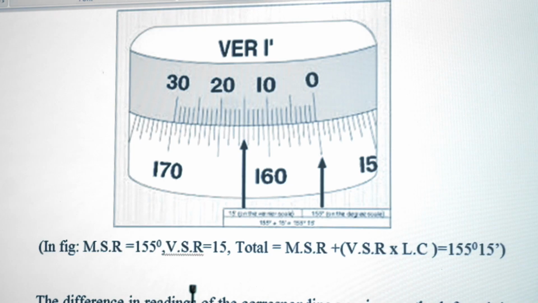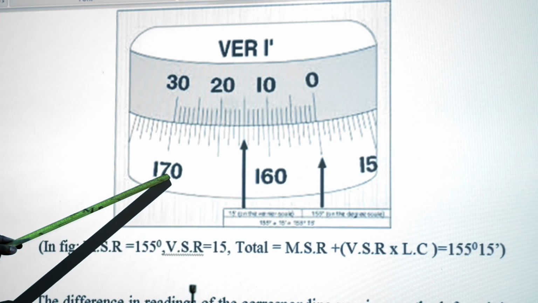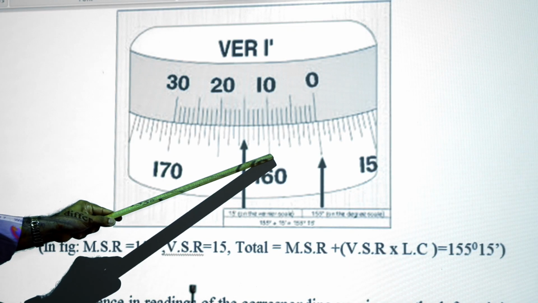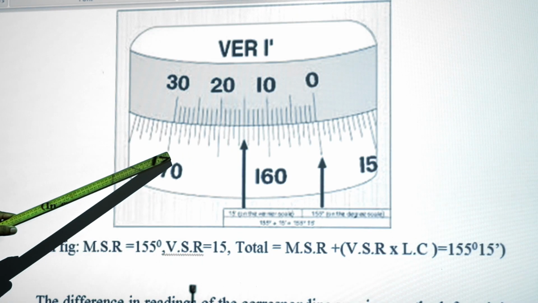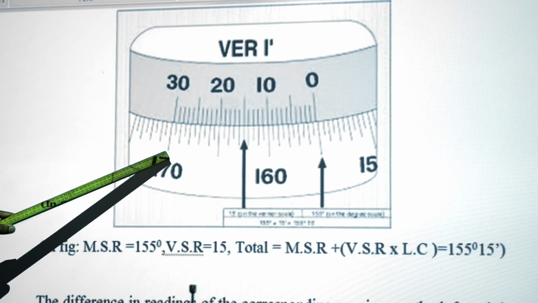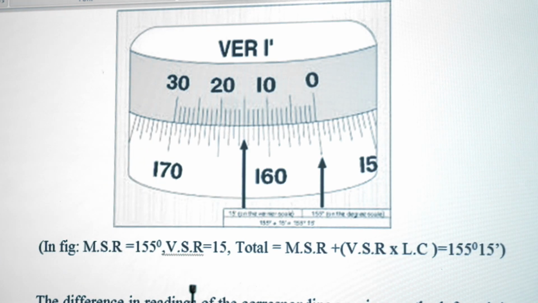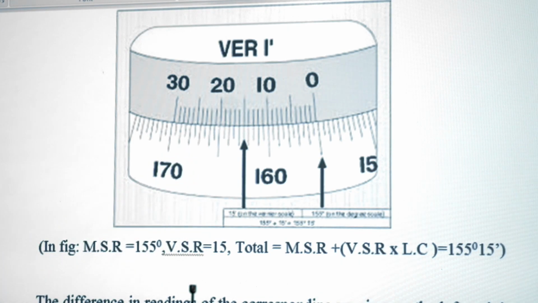The verniers are provided with the main scale, which is graduated from 0 to 360 degrees. Here you can see a sample reading of the vernier: this is 160 degrees, 150 degrees here and 170 degrees here. After 160 comes 165, then 166, 167, 168, 169 and 170. The reading just after 169 is not 170, it is 169.5 degrees. Or after 168, the next reading is not 169, it is 168.5 degrees.